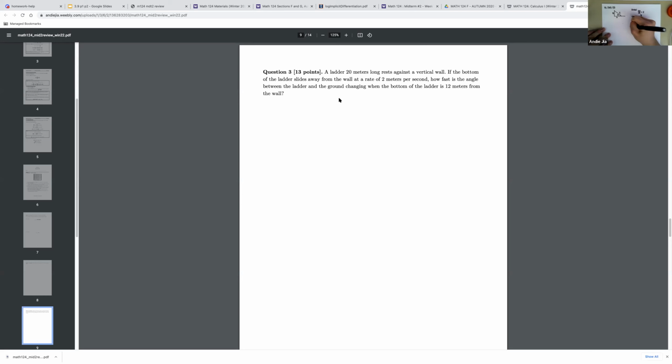So it's going to be x squared plus y squared equals z squared. X equals 12, y equals 16, and z is 20.